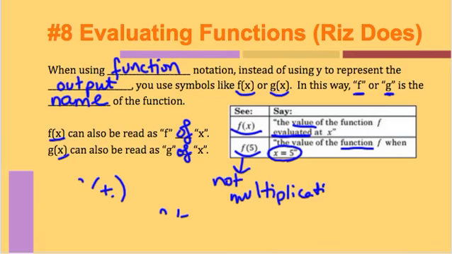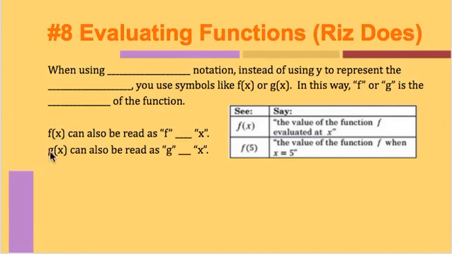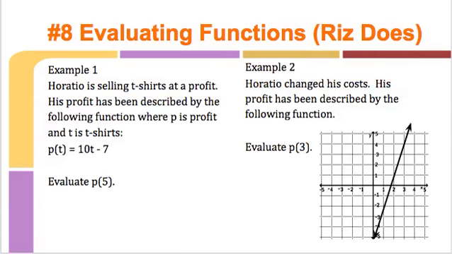Today we're going to be doing 6 different examples, and 3 of them are based on equations, and 3 of them are based on graphs. So let's check this out. Here's the first example. It says Horatio is selling t-shirts at a profit. His profit has been described by the following function, where P is profit and T is t-shirts. So now I look at the function, it says P of T equals 10T minus 7. The problem says, evaluate P of 5.